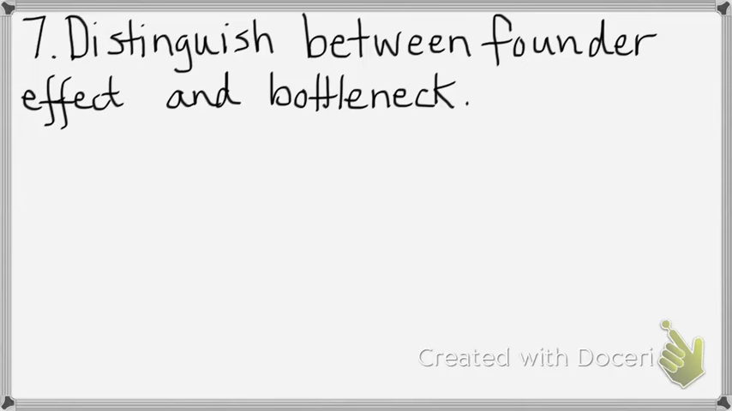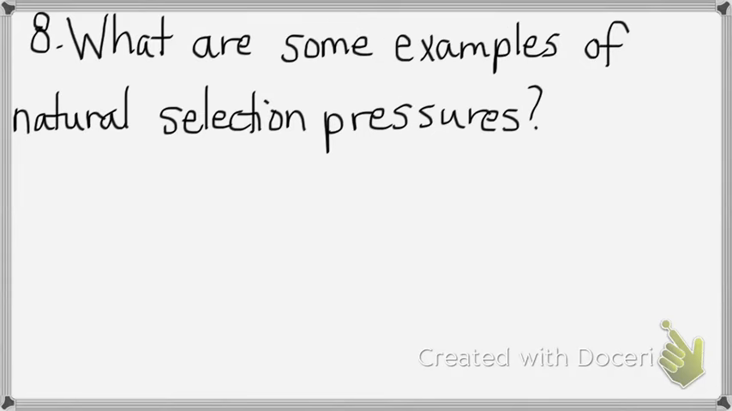So most of the lizards on the island died because of the freeze, but a few lived. And the few that lived then set the genetic frequencies for the lizard populations that came to follow. What would that be? That's a bottleneck. That's the difference between founder effect and bottleneck. Just think lizards. Then lastly, examples of selection pressures.